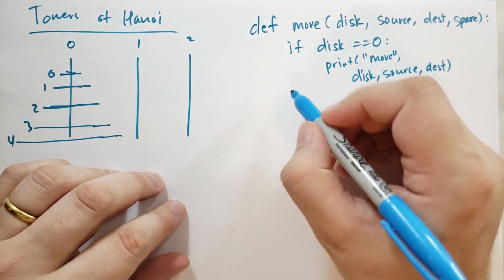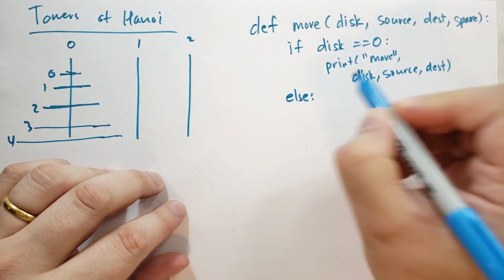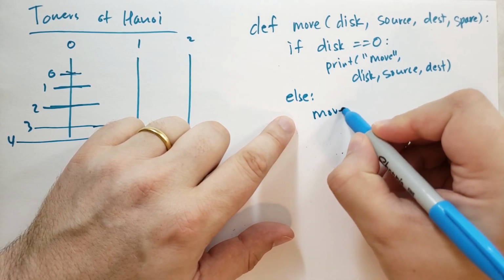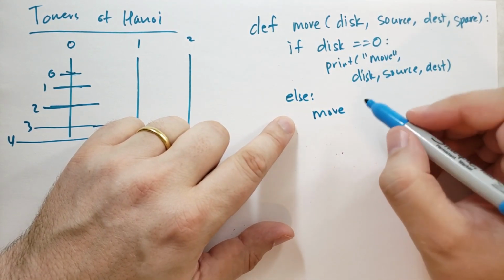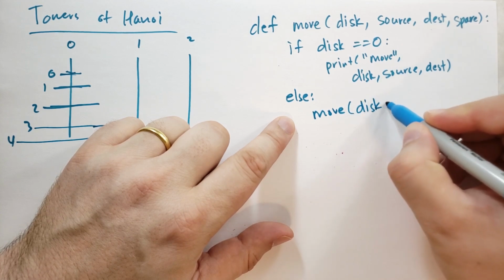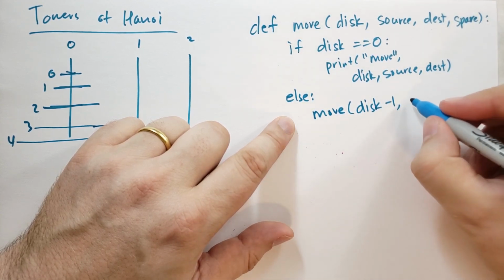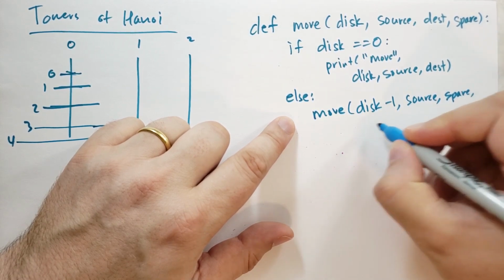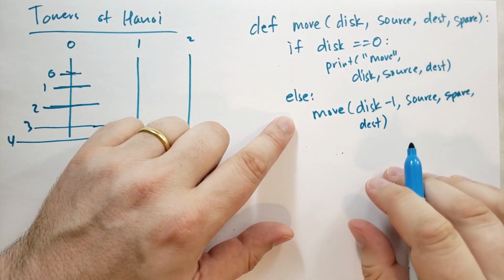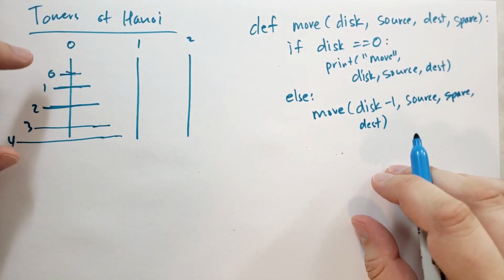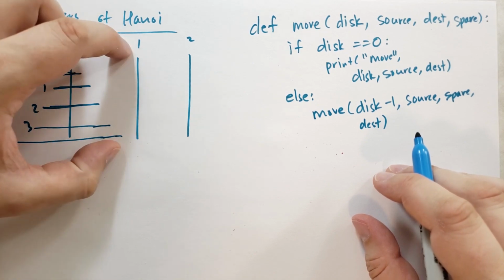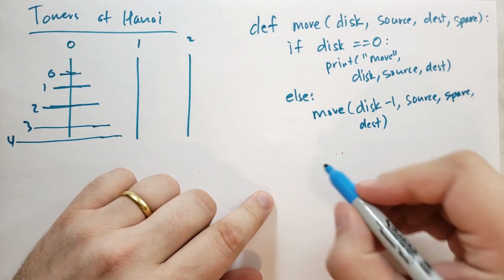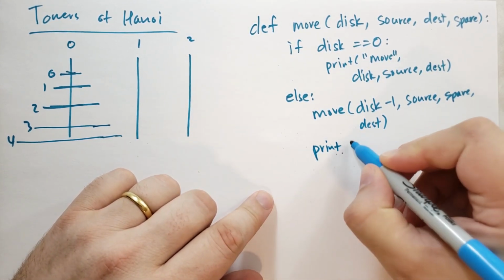Okay? If it's not this one, then we need to move an entire tower. And the way we do this is we say move the disk minus 1 from the source to the spare, using the destination as the spare. Okay? And after we've moved, so if we want to move this entire stack of 4 to here, we need to move this stack of 3 to the spare. Okay? After we've done that, then we can move that disk.